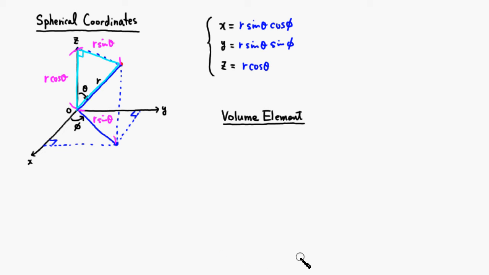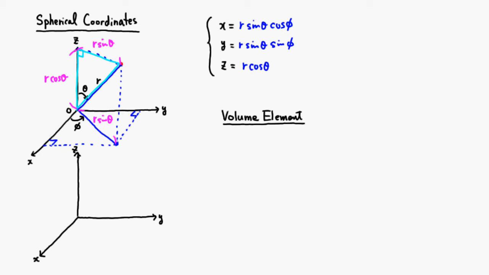Then if you want to find the volume element for spherical coordinates, I'm going to draw another picture here. Let's say you have maybe an x-axis here, a y-axis here, and a z-axis there. Then we're talking about a tiny piece of theta, a tiny piece of phi, and a tiny piece of r.